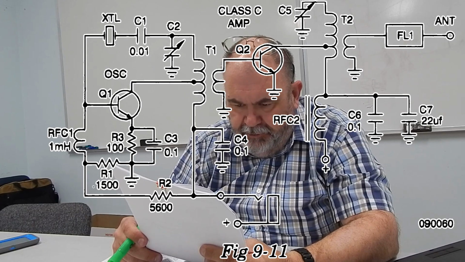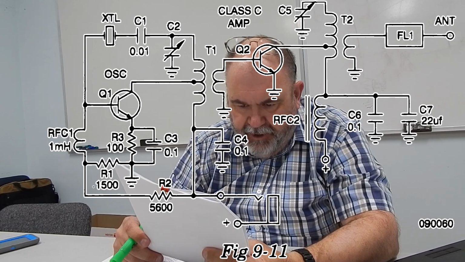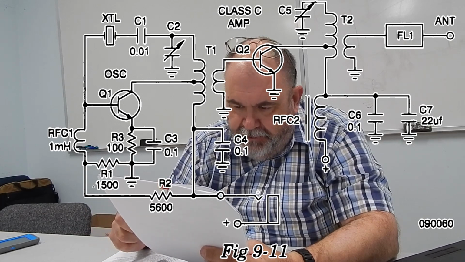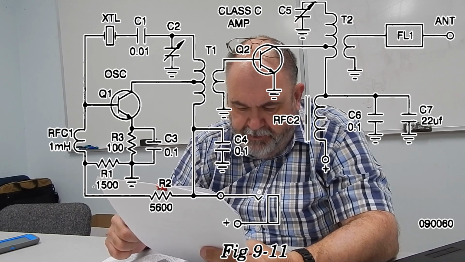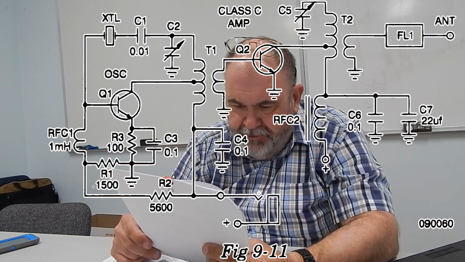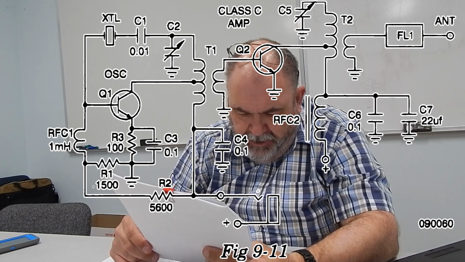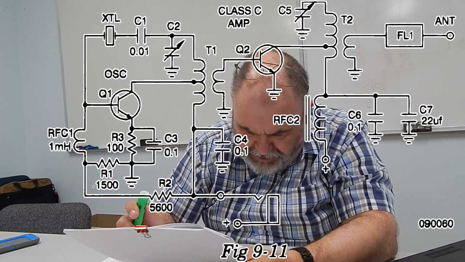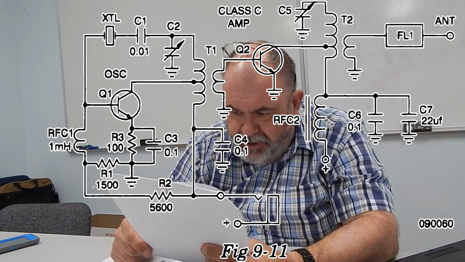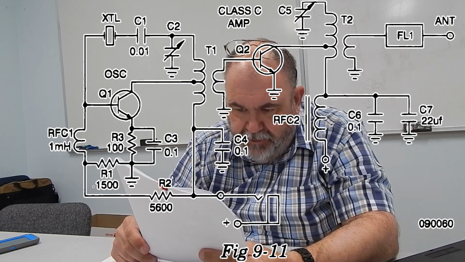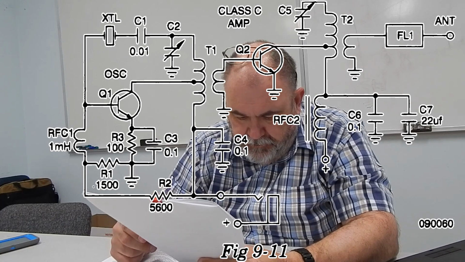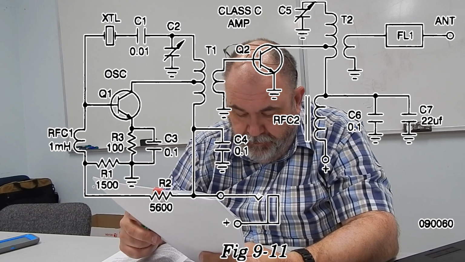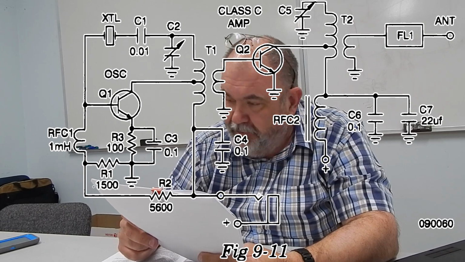So on the output of our Q2, our Class C amplifier, it goes through a tapped inductor. You see that tapped inductor, that T2. And down below there, you see RFC2, and you see C6 and C7 and all that kind of stuff. What's all that? Choke for filters. Yeah. So it's an RF blocker for the power supply.